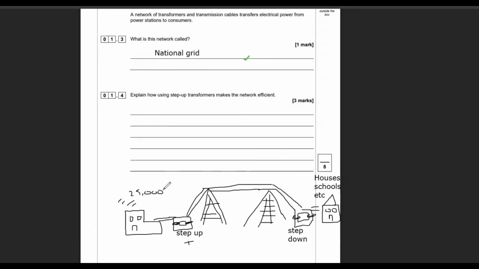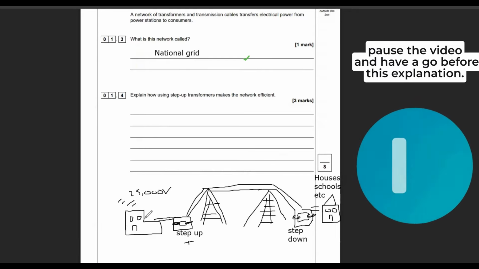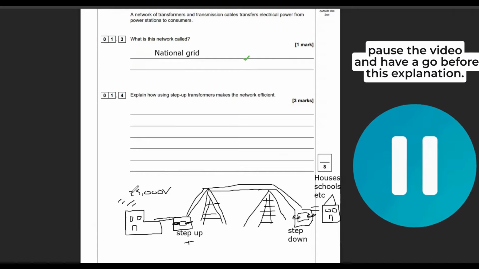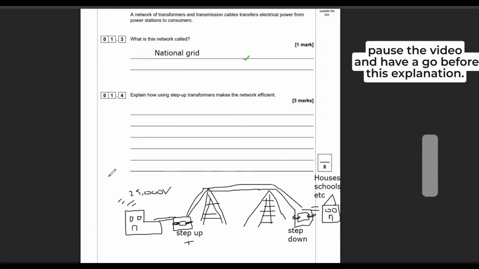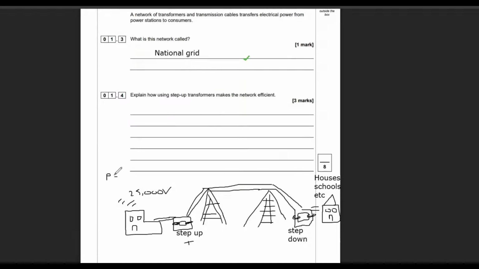Okay, so what we have here is a power station that is making electricity or making power with 25,000 volts. Now, you might remember that power, and if you don't remember, it's on your equation sheet, power equals current times voltage. So if I have 25,000 volts and I have 1 amp, I can send power 25,000 watts. So power is measured in watts, current is measured in amps, and potential difference or voltage is measured in volts. So I can send my power as either voltage or current or a mixture of both.